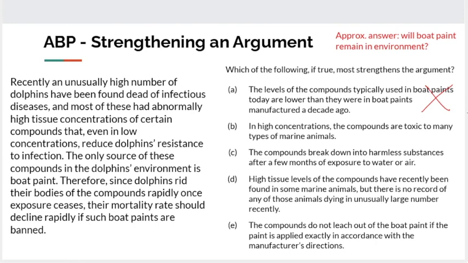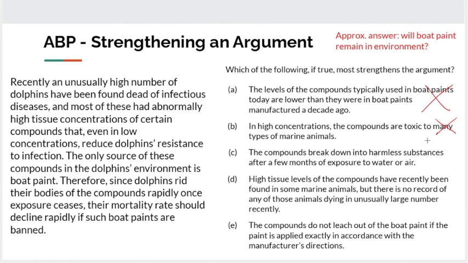B, in high concentrations, the compounds are toxic to many types of marine animals. Well, that's another one that's not particularly relevant to the conclusion of this argument, because this argument doesn't concern many types of marine animals, it concerns dolphins. And we're only concerned about dolphins, and specifically the idea that banning these boat paints would reduce their mortality rate.